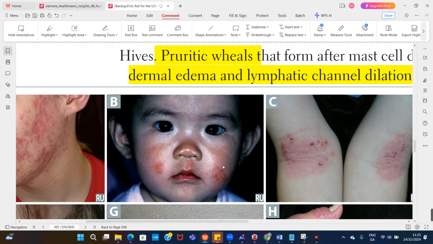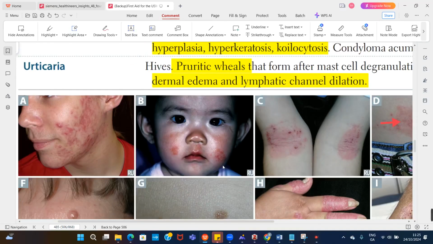Pruritic lesion on the face. You want to calm down. Is it parvo? Is it atopic dermatitis? But if it's pruritic, it's likely to be atopic dermatitis. The child is always scratching it.